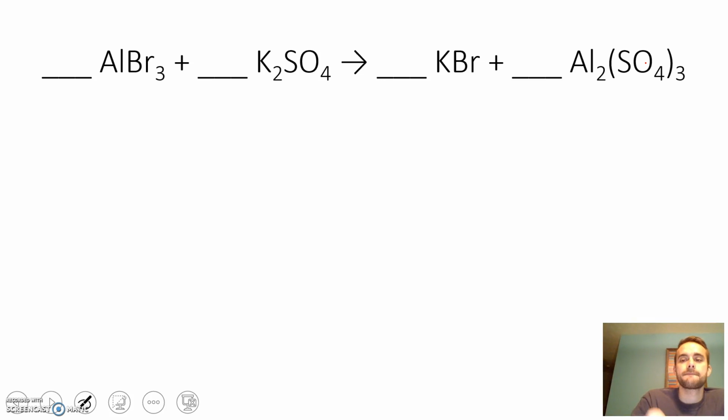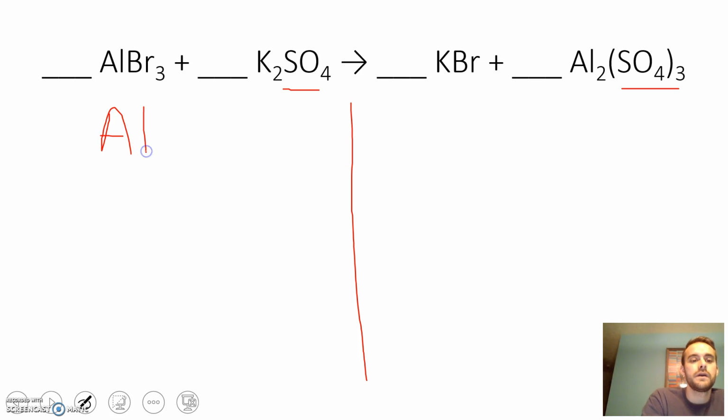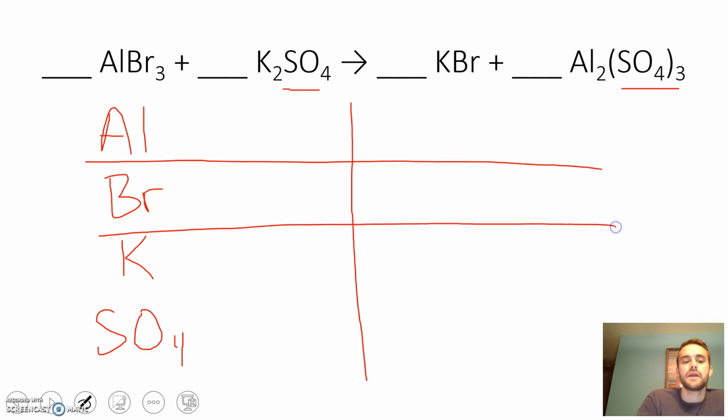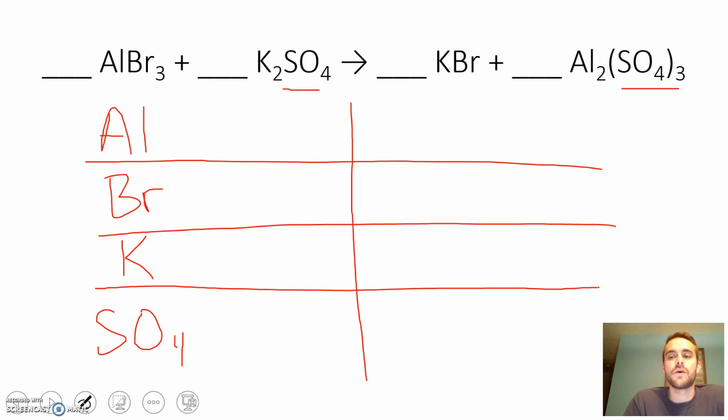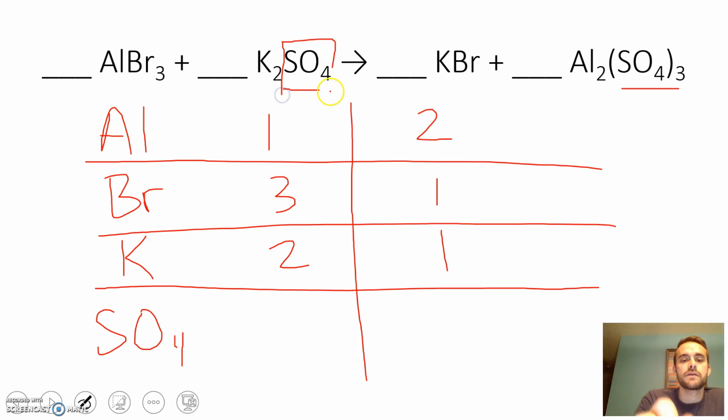And our last one for today. So as we look, let's identify ions. Sulfate appears on either side, so I'm going to leave that alone. I have Al, I have Br, I have K, and I have SO4. I'm going to keep that by itself. It just makes it easier rather than splitting up the S and the O into separate groupings. So if we look, I have 1 aluminum on the left, 2 on the right, 3 bromines on the left, 1 on the right, 2 potassium, 1, and then we only have 1 sulfate here in this box on the left, and we have 3 on the right. And that comes from this 3.